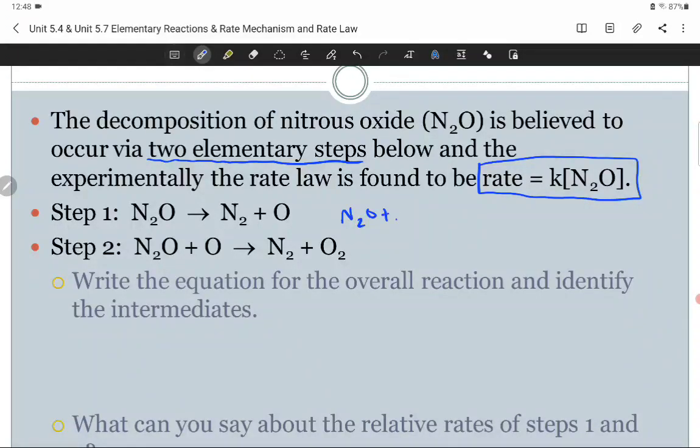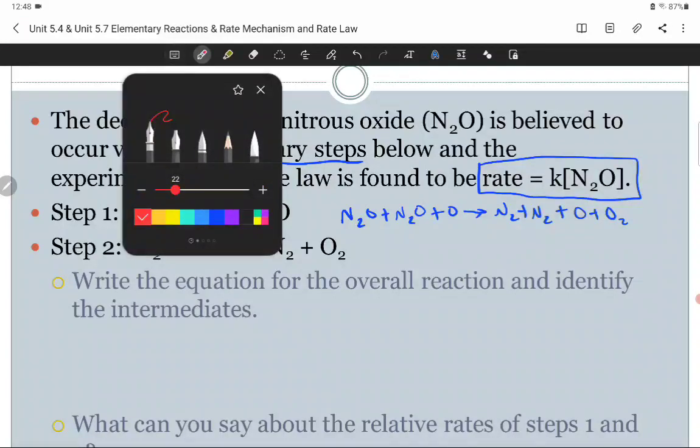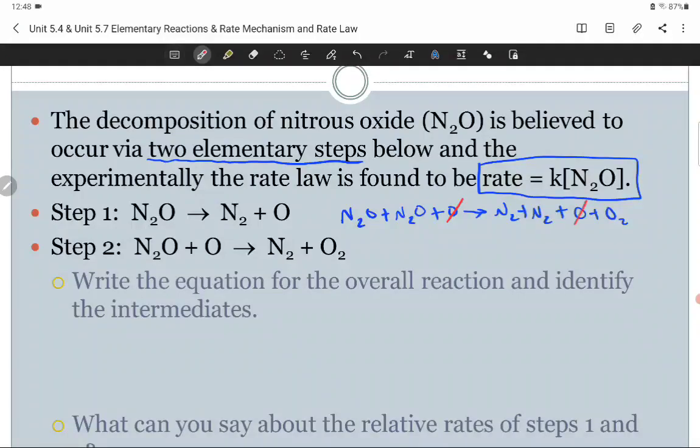N2O is a reactant. I have another N2O as a reactant. I have an O as a reactant. And I have an N2, another N2, an O, and an O2. I think we could cross those out, and then we could combine those two. So I'm going to write that as the only reactants. So that's the overall balanced chemical equation.